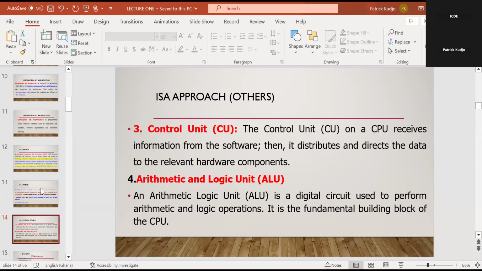For the other instruction set approaches, the main ones are the ones I just reviewed with you, which are complex and reduced. But there are other approaches, such as the control unit, which is not too new to you. The control unit of the CPU receives information from the software, then distributes and directs the data to the relevant hardware component. The arithmetic and logic unit handles all the arithmetic and logic operations.